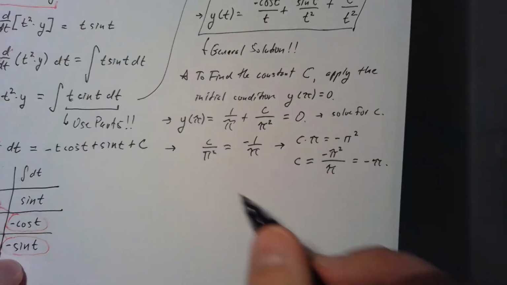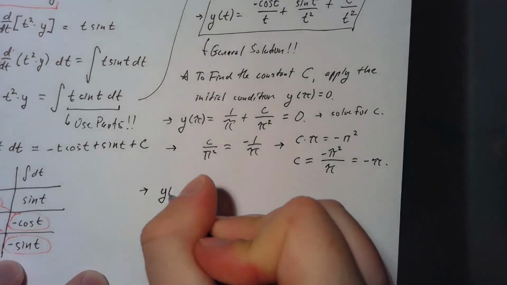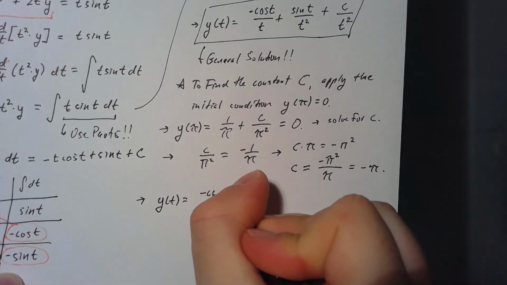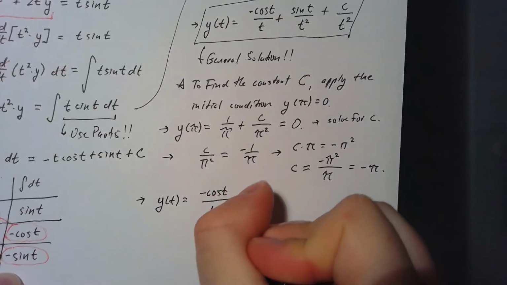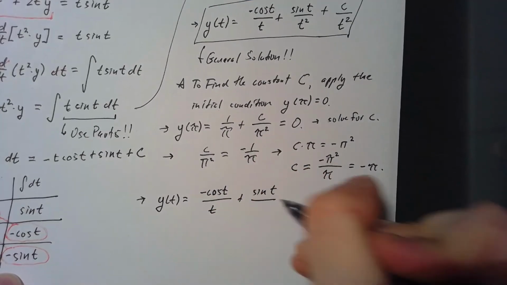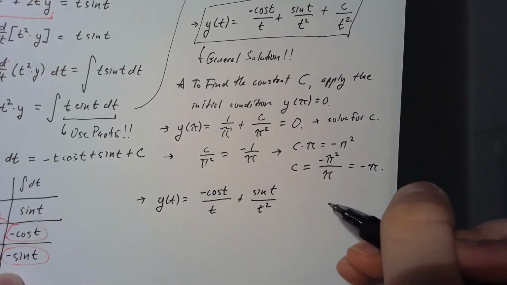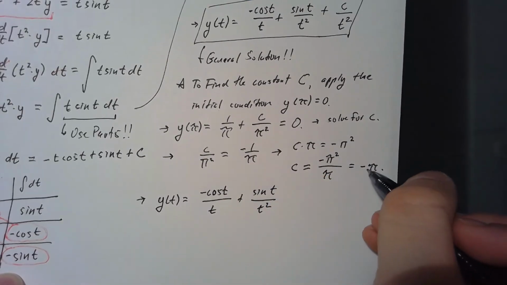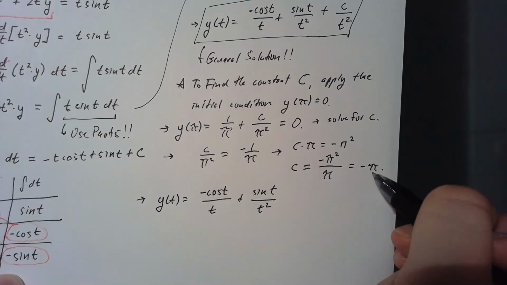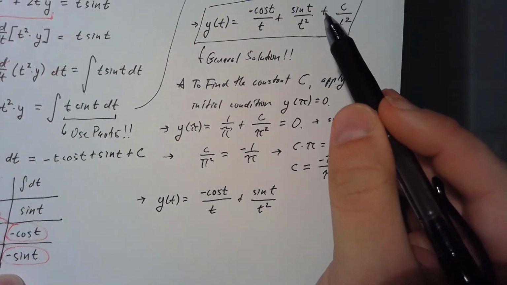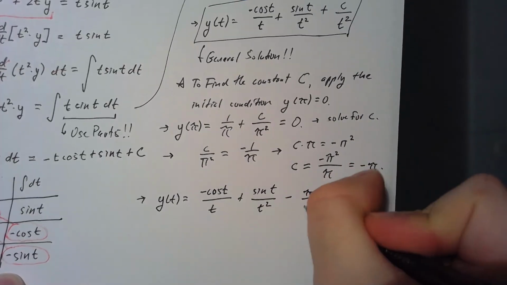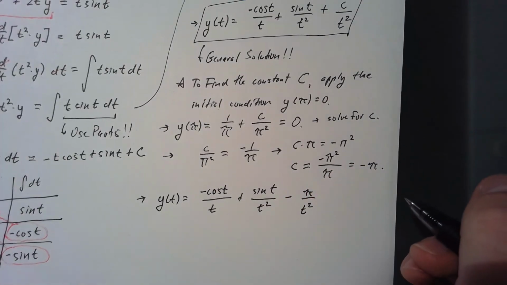So I'm going to replace c with what I found it to be, negative pi. So my solution is going to be negative cosine t over t plus sine t over t squared minus pi over t squared. Because c ended up being a negative value, I could just make this minus pi over t squared.